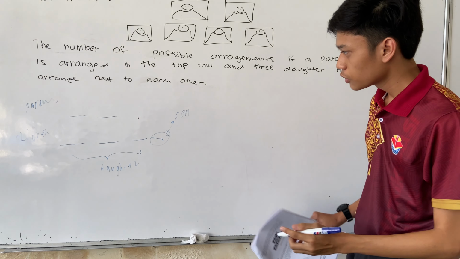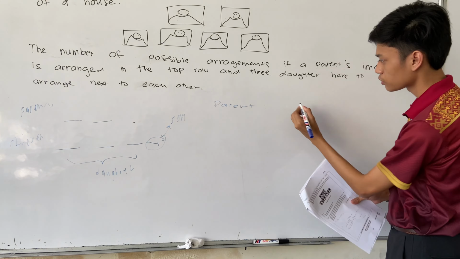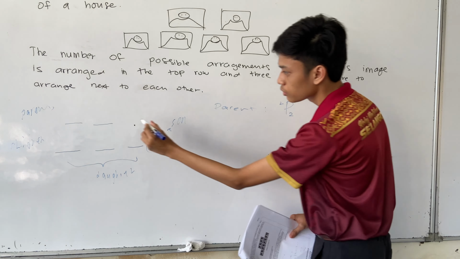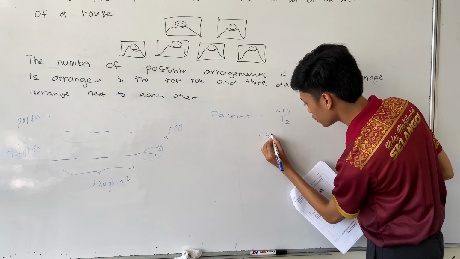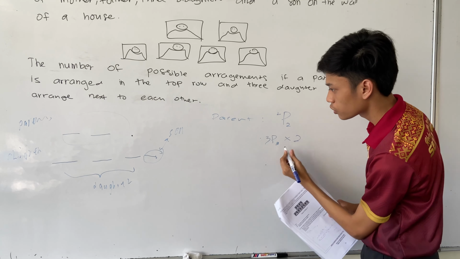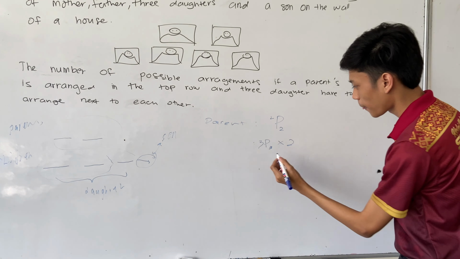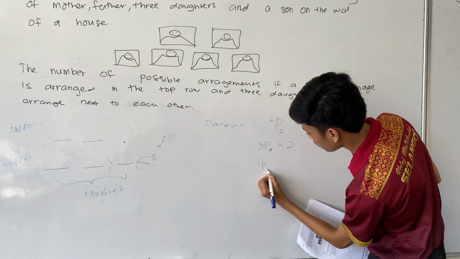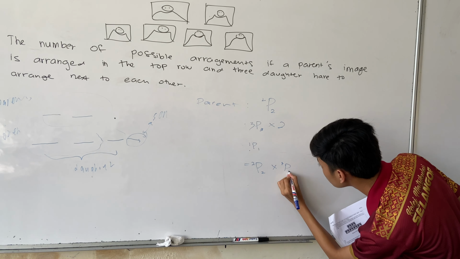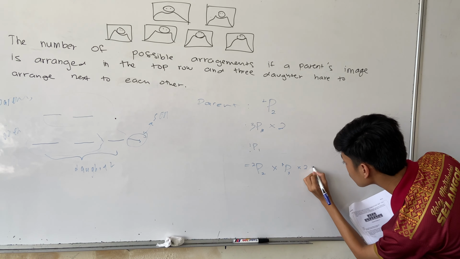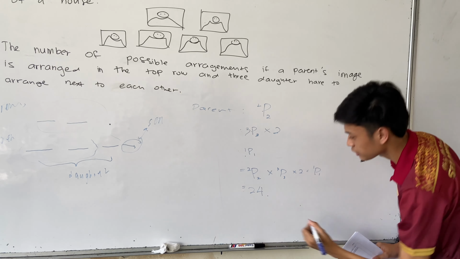First thing first, we should calculate the parent. Parent is 2P2 because we want 2 of these, and then children, daughters: 3P3 times 2 because it can be 2 possibilities, and the son is just 1P1. And the answer we will get is 24.